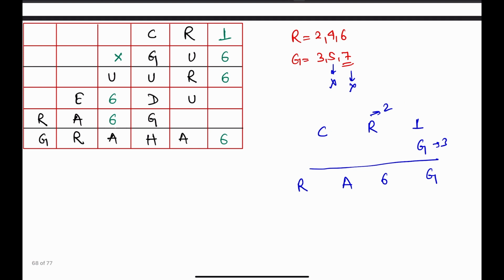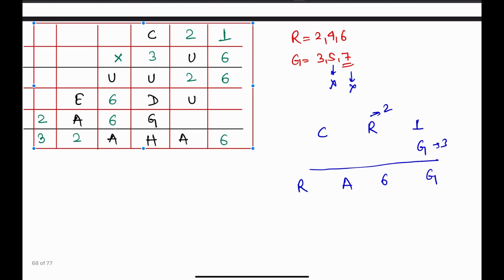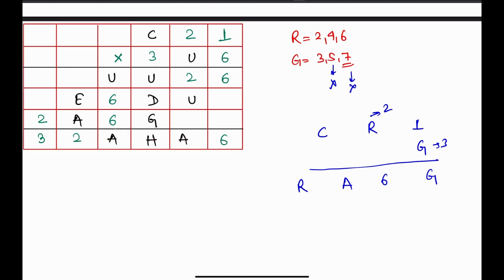So just replace it now, more values. R is 2, g is 3. Where else is my r 2? Where else? Here my g is 3. Okay, now let's try to solve. I think it's easy now compared to earlier.